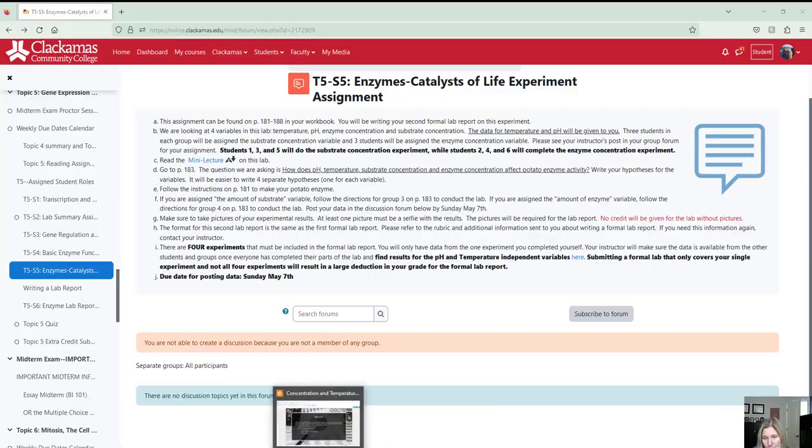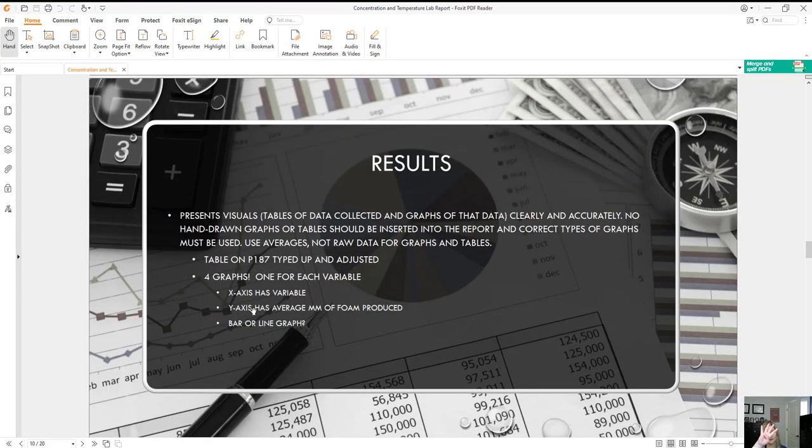The other visuals that we're going to include are 4 graphs. So we'll have one graph using the data from the pH. Okay, so we'll graph this data. The average pH will be on the x-axis, and then the average millimeters of foam produced will be on the y-axis. Okay, then you'll do another graph. The other graph will be on the temperature column. And then we'll do one on the substrate amount, and then one on the enzyme amount. So you're going to have 4 graphs, one for each of the variables.